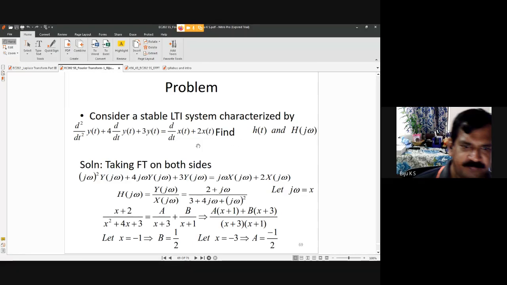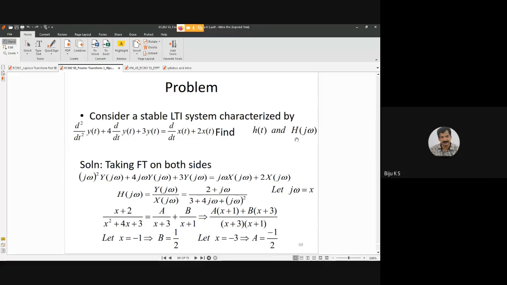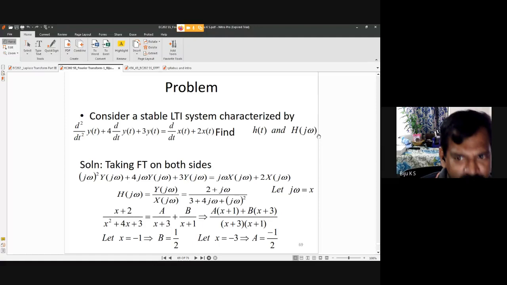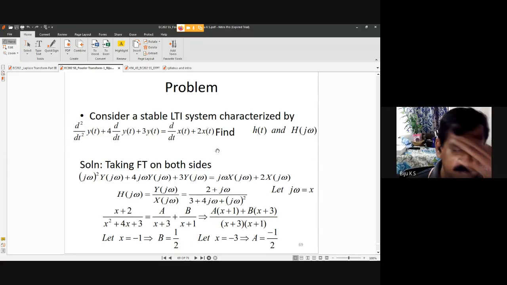At this point in the fourth module problems, they may not ask you to find h(t). They ask for H(j omega), or the transfer function. Then from the transfer function, you can find the frequency response. For that, we have to calculate the magnitude of H(j omega) and the angle of H(j omega), or the phase response of this LTI system.